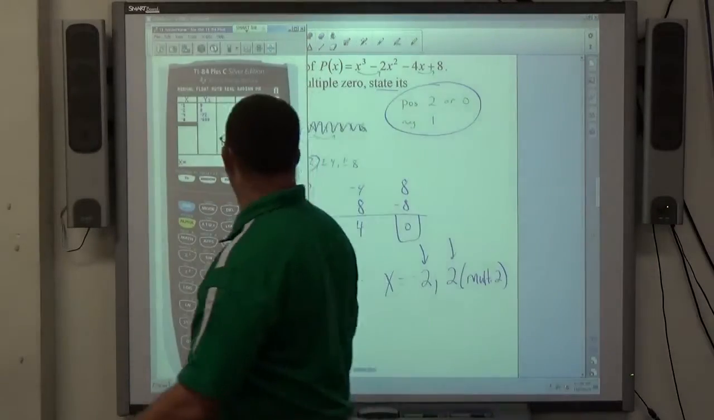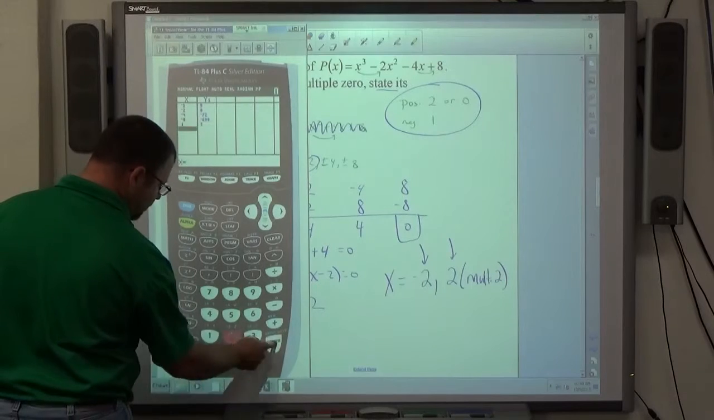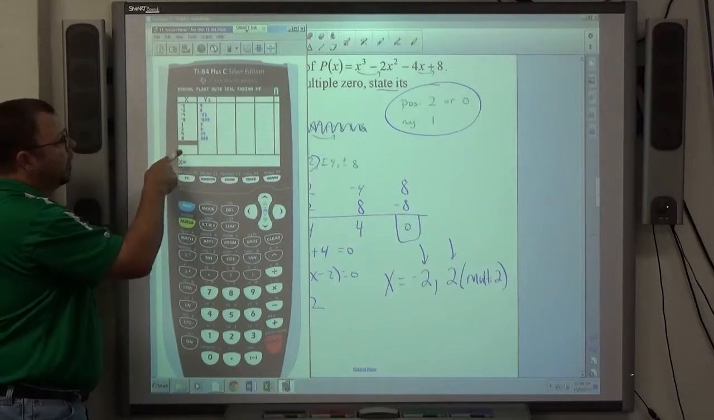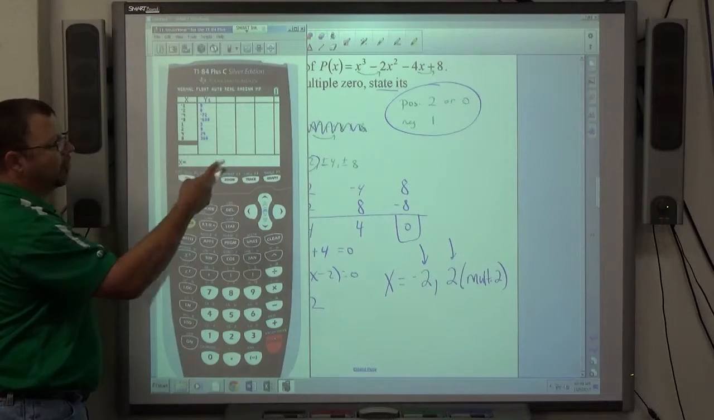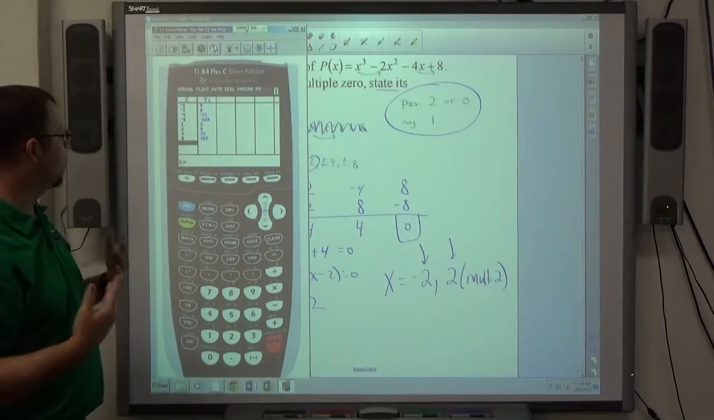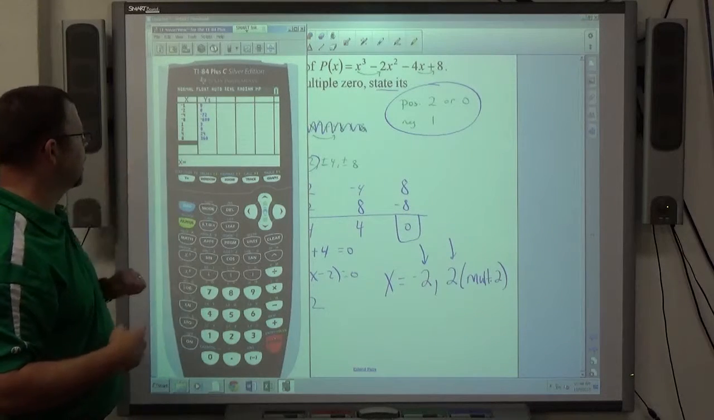Some of you might be thinking, why don't I just put all these numbers in my calculator and see where it equals 0, which is all well and good, but notice you only get 2 answers out of your list of 8 possible answers. We know there's 3 answers. We might not realize there's 2 2's there.